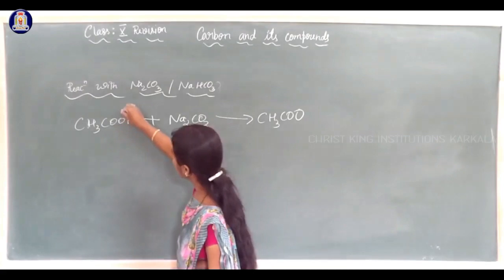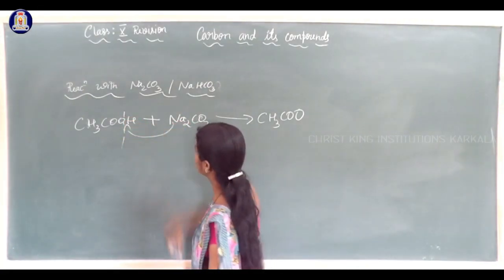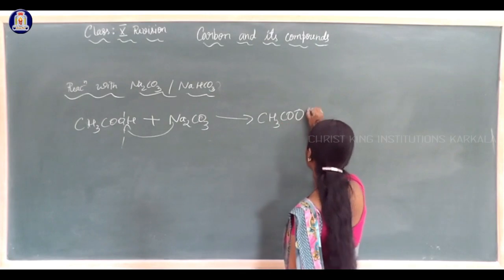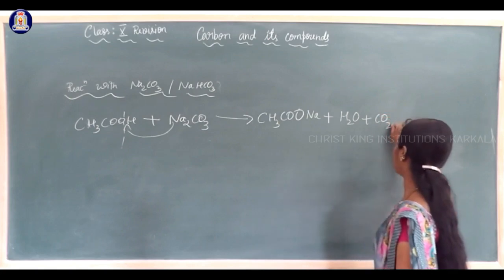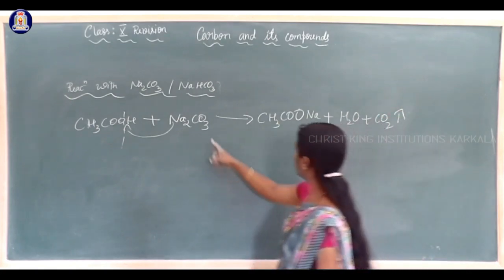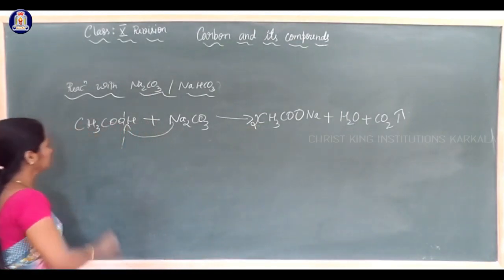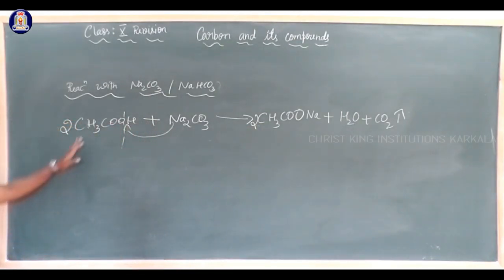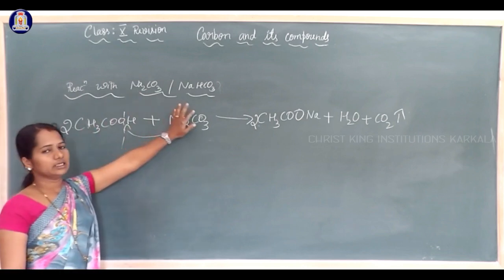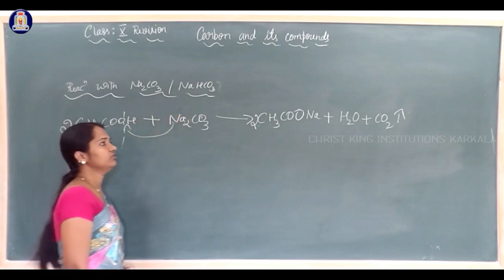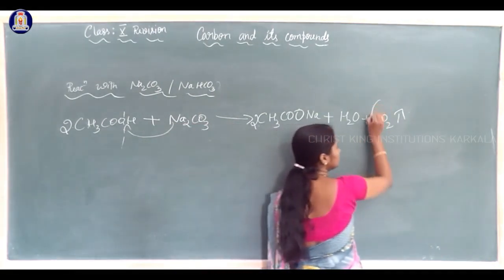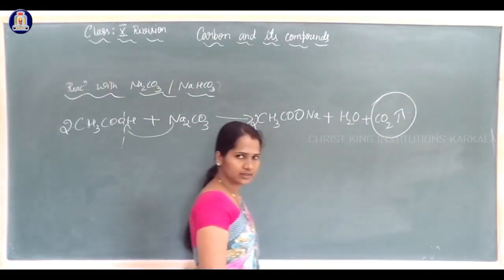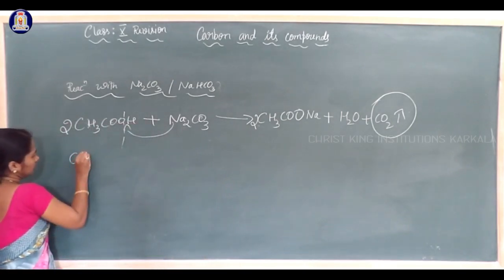CH3COONa, with byproducts water plus carbon dioxide. So this is Na2, here 2, here 2. CH3COOH, that is ethanoic acid, reacts with sodium carbonate, we get the product sodium ethanoate with the liberation of carbon dioxide gas.